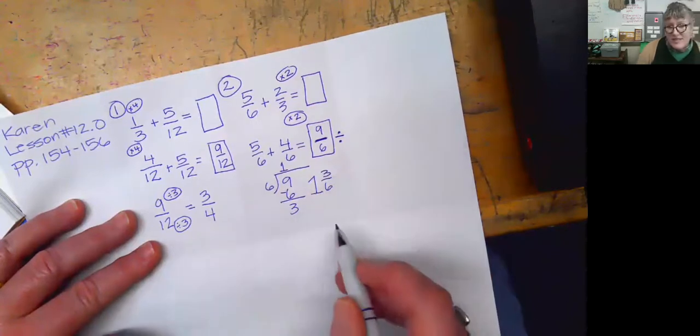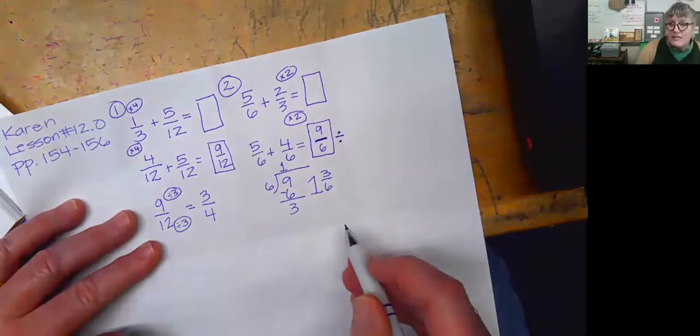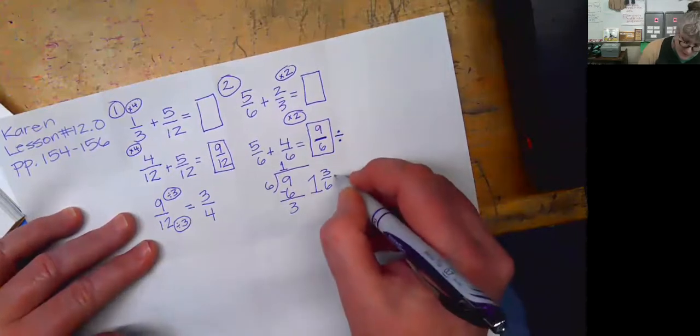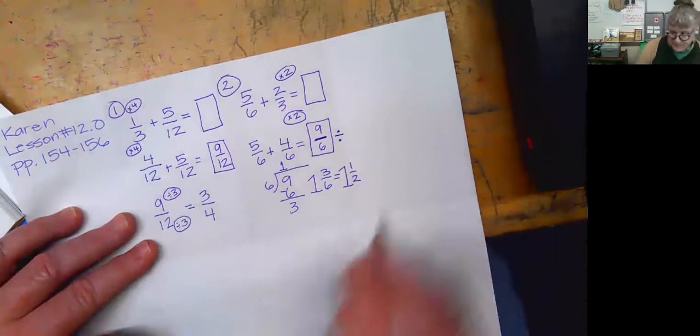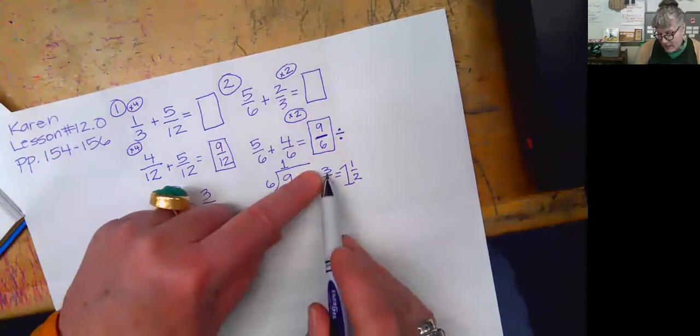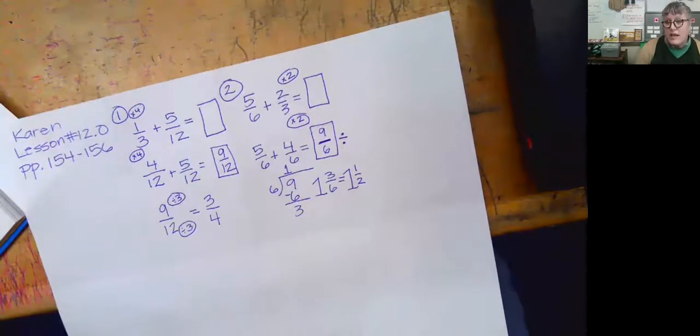Now 3/6 can be simplified. It's equivalent to half. If I divide the top by 3 and the bottom by 3, I get 1/2.